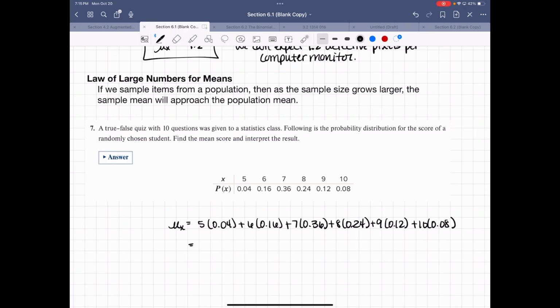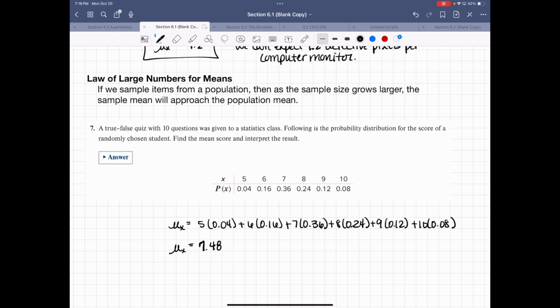When we multiply all those and add those up, the average score is 7.48. We expect the student to make somewhere around a 7.5. So we would say probably 7 to 8. Okay? And when it says the average score is 7.48, we don't have to tell why.